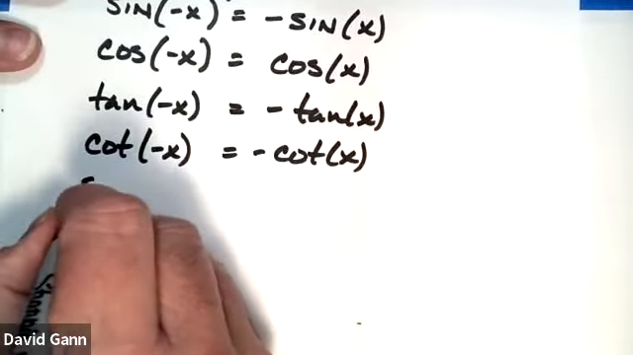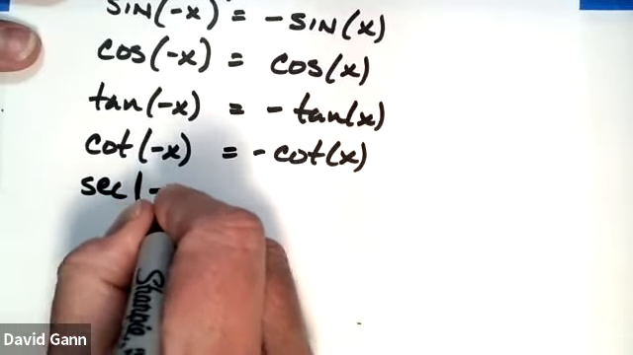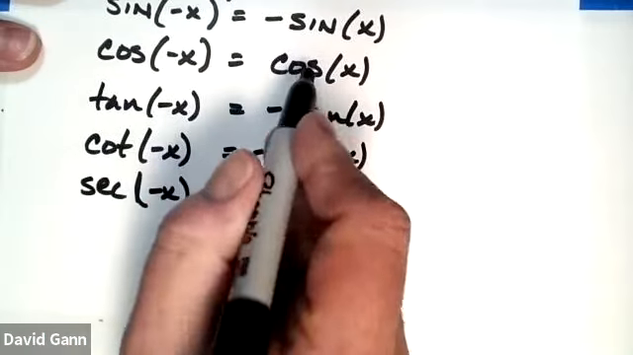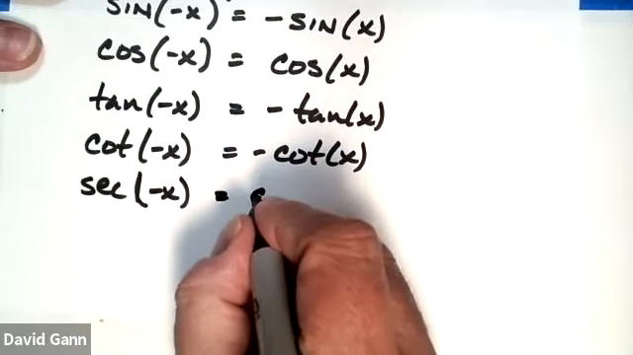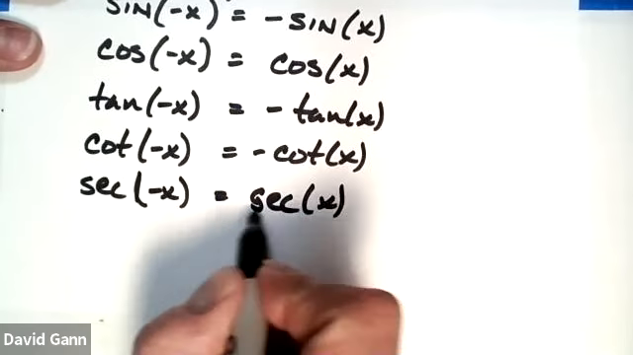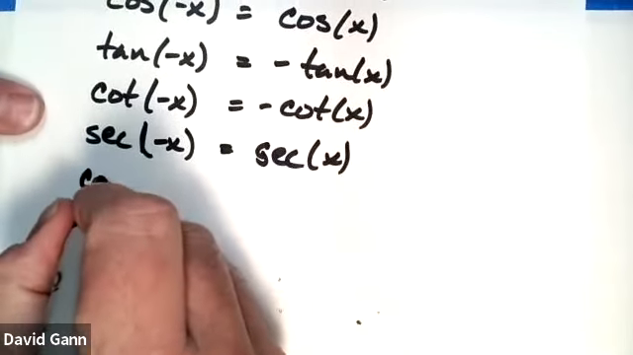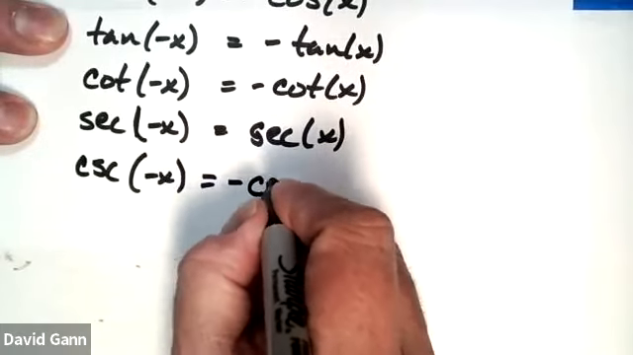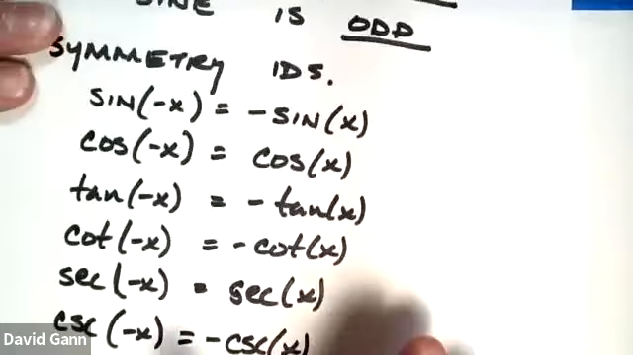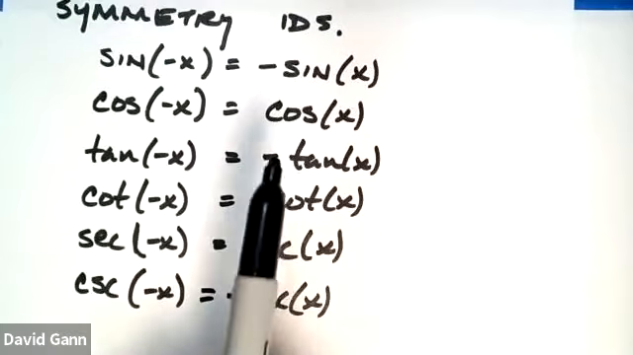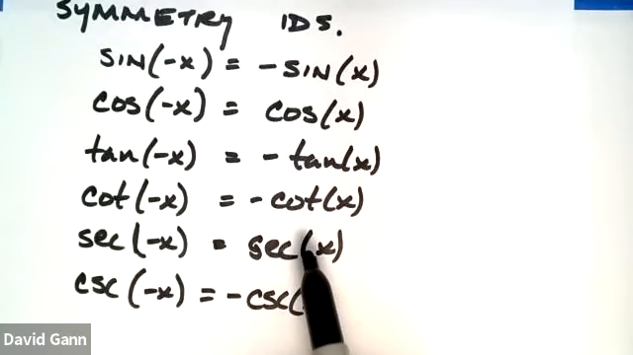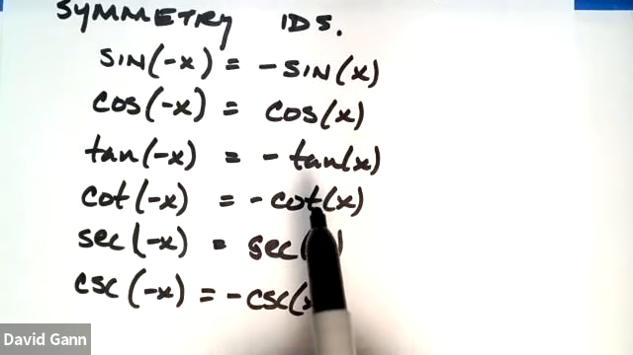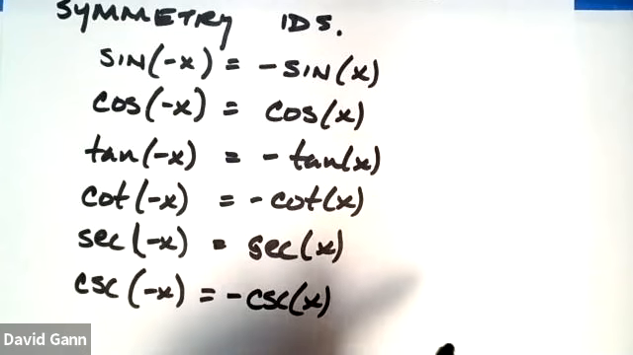Then we go to secant. So secant is the reciprocal of cosine, and so it has the same sort of symmetry behavior. So it just simply becomes secant of x. It loses the sign. And then finally, cosecant of negative x. Same symmetry as sine, its reciprocal function, so we end up with minus cosecant of x. Now notice, most of these functions are odd. The two that are kind of oddballs are cosine and secant. But anyways, that's the symmetry IDs.